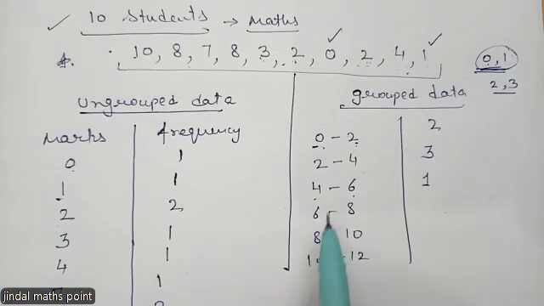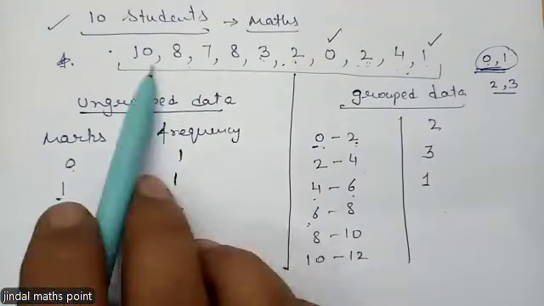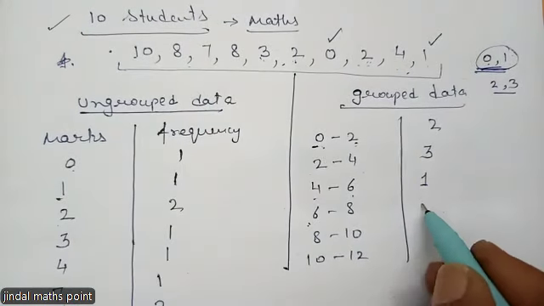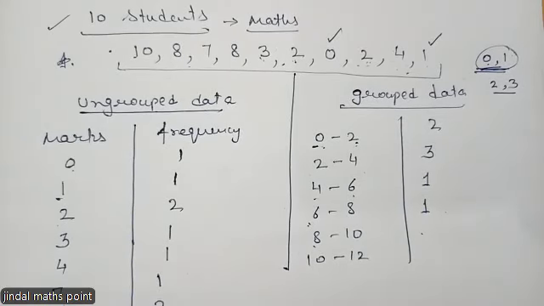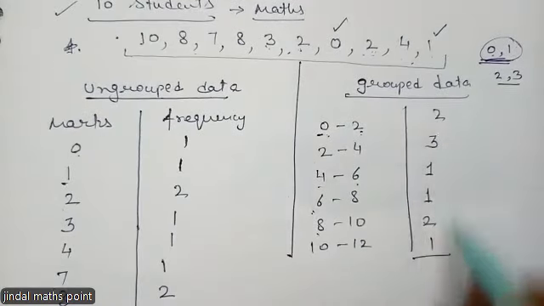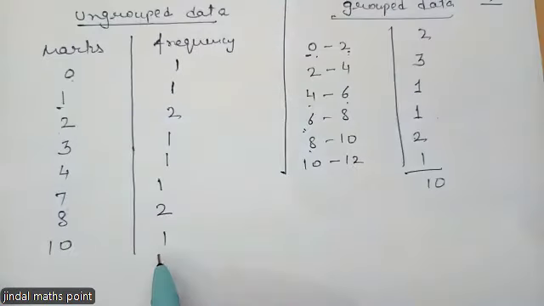6 to 8 means 6 and 7 are included. 6 is not there, only 7. 1 is there. 8 to 10 means 8 and 9 are included. What do I have to write down here? Two. Yes. And from 10 to 12, only one value is there. That is 1. When we add these, we get 10.